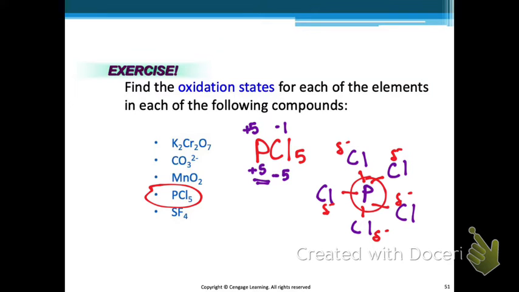And so if phosphorus has 5 partial positives, that's where the oxidation state is coming from. Okay, remember, they're not full charges. Chlorine's not taking those electrons away, but they are hogging those electrons in the bond.